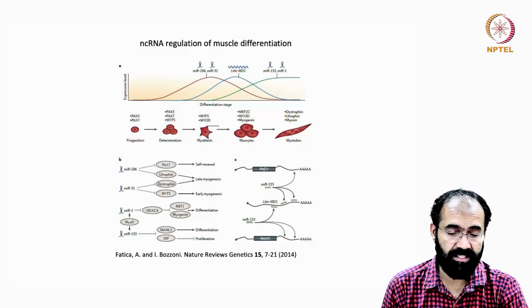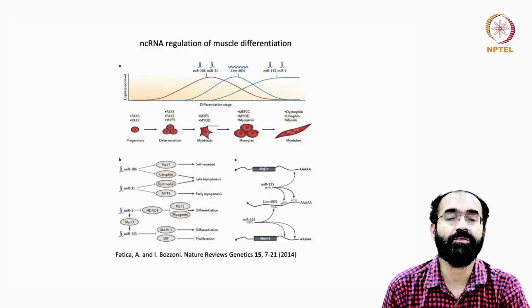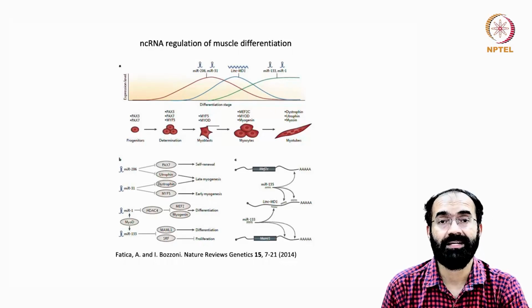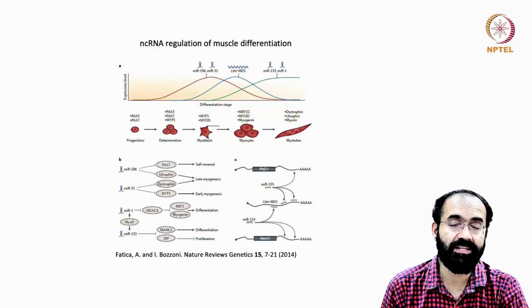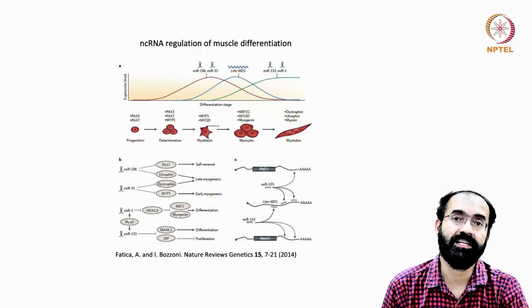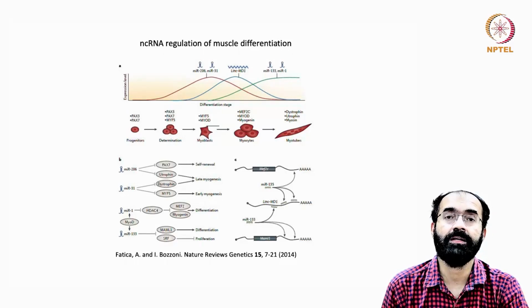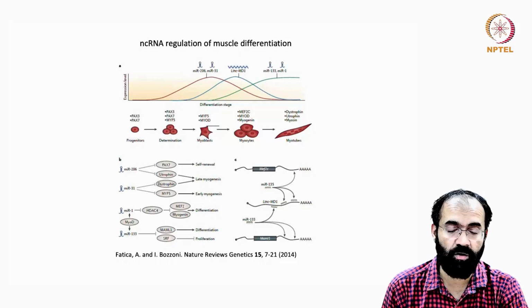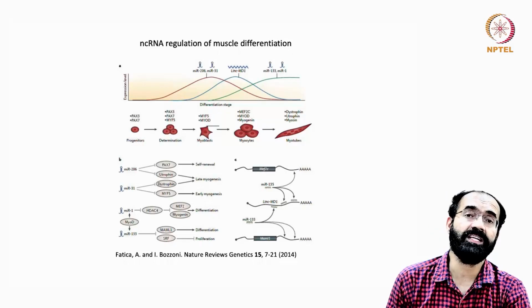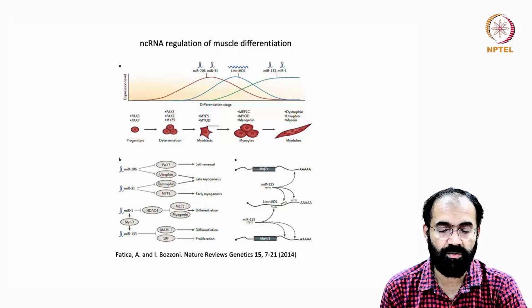And MyoD is the causative transcription factor for the expression of MIR1 as well as MIR133, because this is a muscle specific transcription factor. So MIR133, what it will do, it will inhibit the MAML1 and SRF1. MAML1 is important in the differentiation of the muscle fiber, and SRF1 is also important. It is an inhibitor of cellular proliferation, because if proliferation is continuing, differentiation will be affected. So you want differentiation to happen.